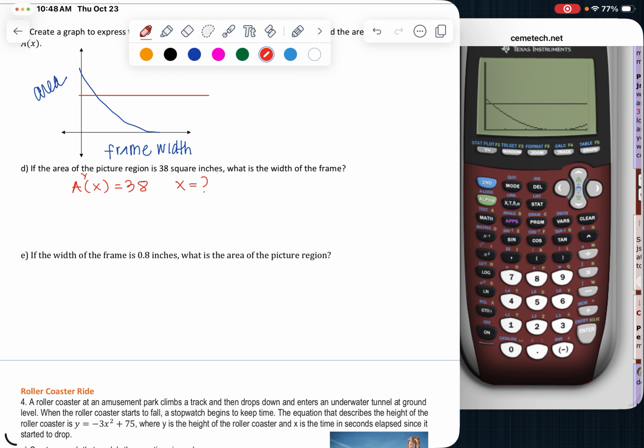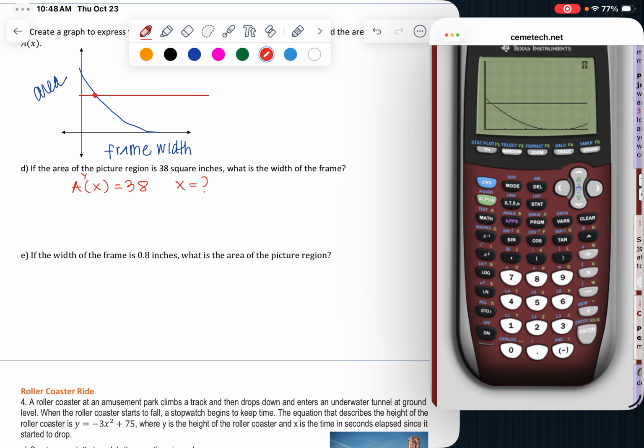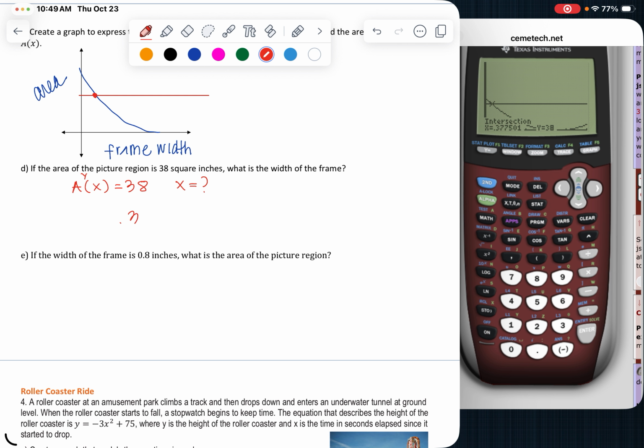Where they intersect, which is right here, is that x value, the width of the frame it should be for an area of 38. To find the intersection, we're going to hit second trace. Option number 5 is intersection. If you see the intersection on the screen, you can just hit enter, enter, enter. I'm going to hit enter, enter, enter. See, it found it for me. Isn't it wonderful? So that x value at 38 of a y value is 0.378 inches.